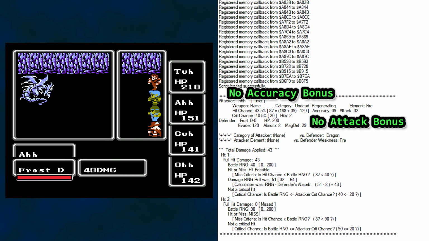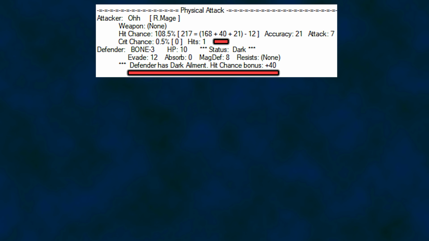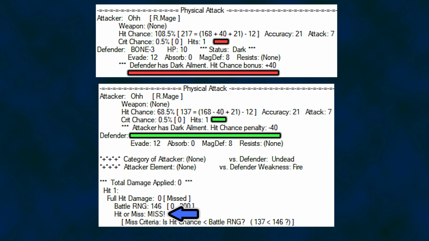Goodness. What else? Well, one thing that does work properly involves darkness or blindness, added to either the attacker, the defender, or both. With darkness added to a defender, an enemy in this case, the chance for the attacker to hit goes up by 40. If the attacker has darkness, the chance for the attacker to hit goes down by 40. In fact, in this example, that same attacker missed due to a hit chance that was less than the battle RNG.